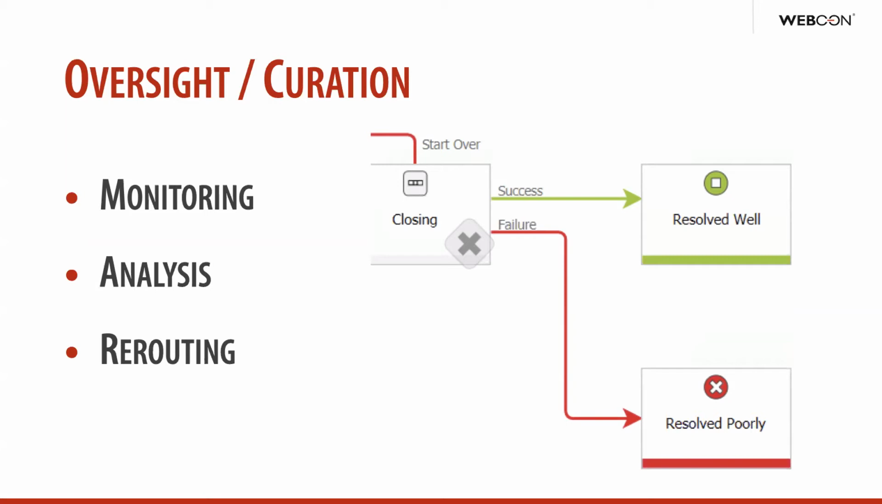It could be that someone made a mistake, but it could also be that there's a new problem popping up and we might need to take some sort of very large scale corrective action. We also might need to reroute something. If we decide that something's taking too long, maybe it's time to assign it to somebody else. Or maybe we just decided that we don't want to deal with these kinds of problems anymore. We want to handle them a completely different way.